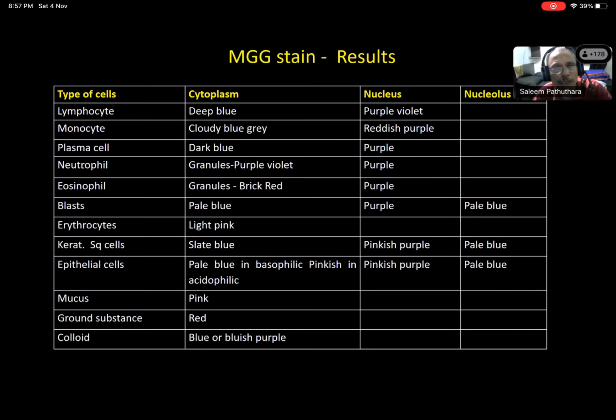You can see the various kinds of WBCs: lymphocyte, monocyte, plasma cells. All these can be identified by looking at the nucleus and cytoplasm. Different kinds of blues can be appreciated, and granules can be appreciated: red granules in eosinophils, blasts with pale blue cytoplasm and nucleolus. Keratinizing squamous cells have a light blue or robin's egg blue cytoplasm, and epithelial cells and mucus all have different kinds of staining. Most of these things can be appreciated on the Giemsa stained smears.